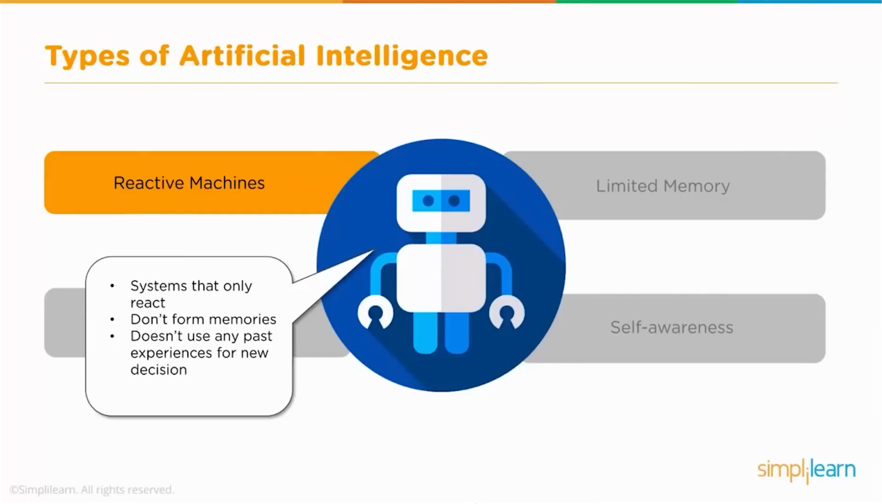Types of artificial intelligence. This and the next few slides are really important. So one of the types of artificial intelligence is reactive machines. Systems that only react. They don't form memories, they don't have past experiences, they have something that happens to them and they react to it.